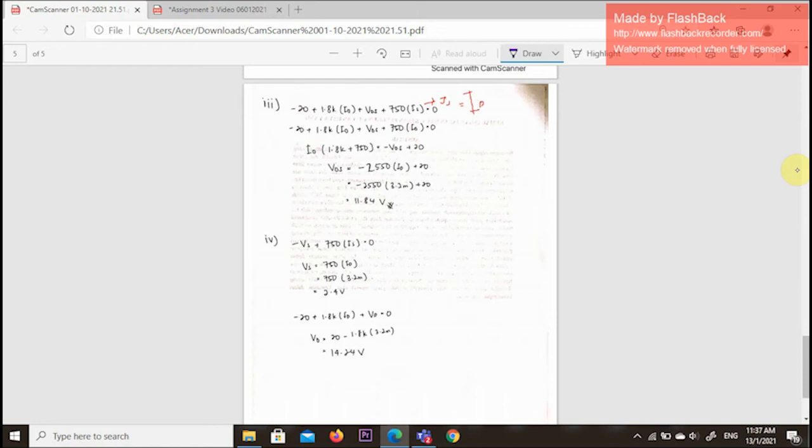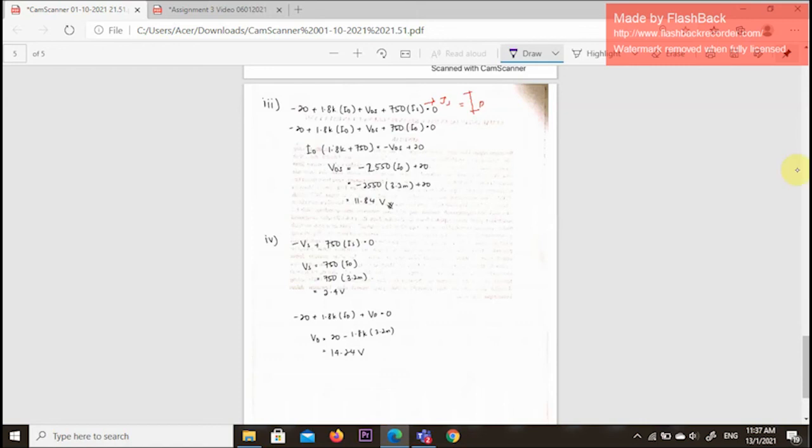This is the equation for VD: negative 20 plus 1.8k ID plus VD equals 0. So we arrange it to find the value of VD: 20 minus 1.8k times 3.2 milli. So we get 14.24 volt.